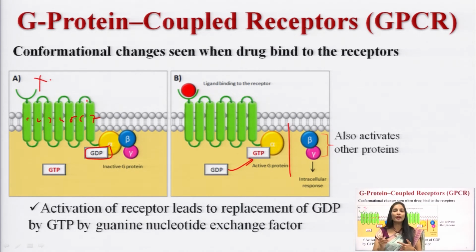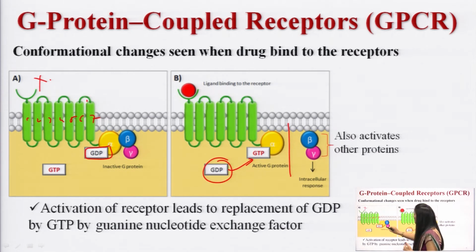When there is no drug bound to the receptor, the G protein alpha, beta and gamma will be attached with the GDP. Inactive state of a receptor. Once the drug binds to its receptor, what is going to happen here? Conformational changes will be seen inside the receptor. The alpha subunit will get separated from the beta and gamma, and GDP will be replaced by the GTP by the guanine nucleotide exchange factor. Now this GDP has been replaced.